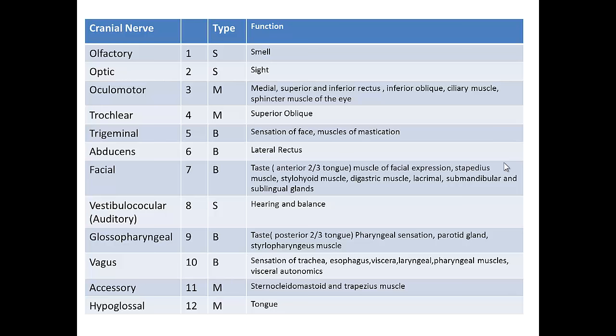So 1, the olfactory, is smell. 2, the optic nerve, sight. 3, the oculomotor, which is movement of the eyes, and so on and so forth. You can read this just as easily as I can say it.